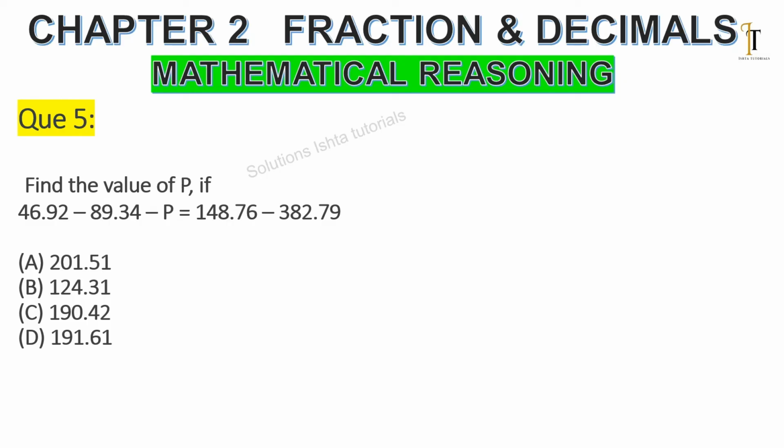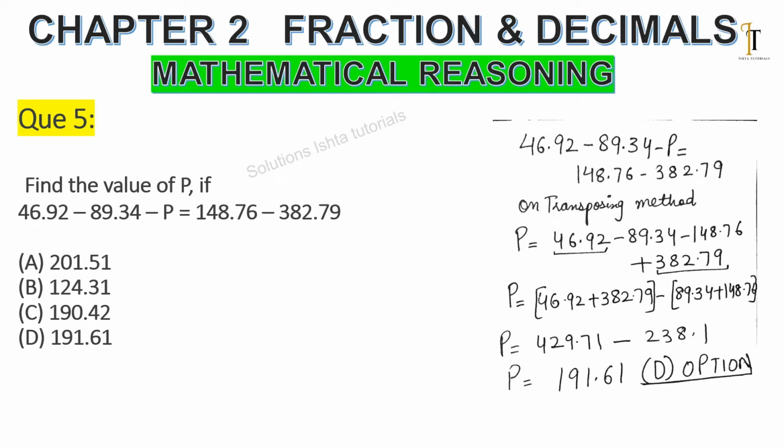Question number 5. Find the value of P if this expression is given. Now you need to arrange all the numbers column-wise. On applying the transposing method, which means take all the numbers on the right-hand side and P on the left-hand side, and on solving we get P is equal to 191.61. So students, you can pause the video and cross-check your solution. So here D is the correct option.